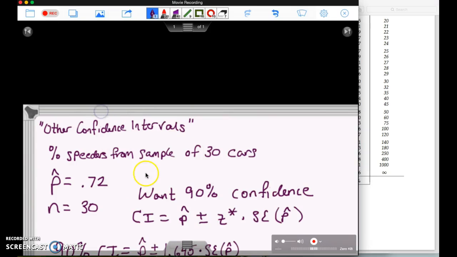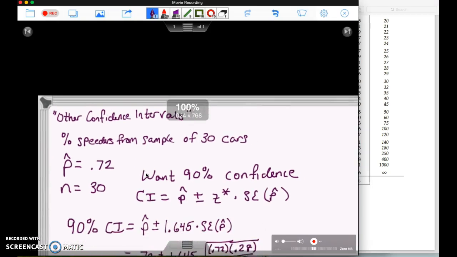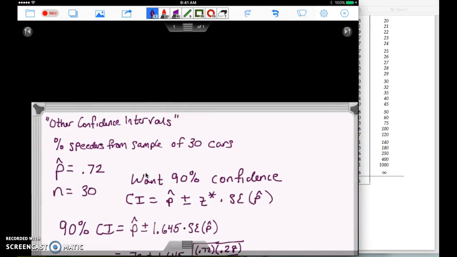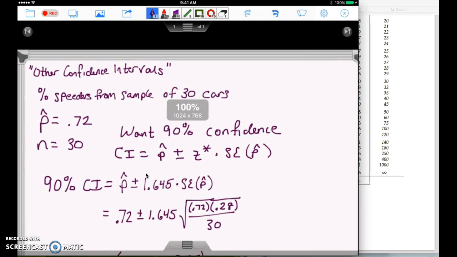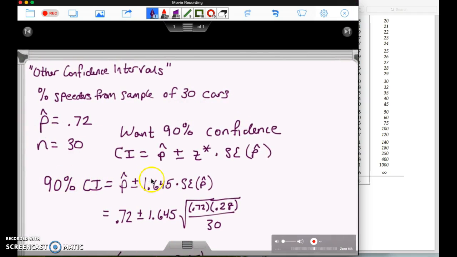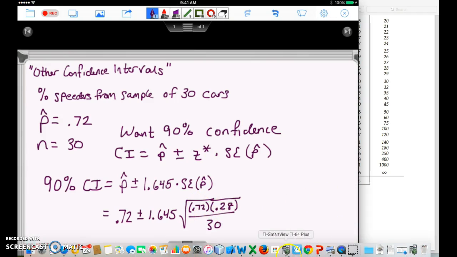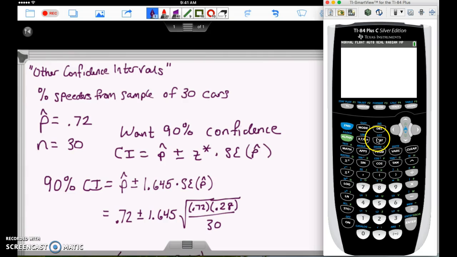So back to the problem. Now we can see where this next line comes from. Our formula becomes p hat plus or minus 1.645, because we want 90% confidence, times the standard error. Plugging in our values, p hat is 0.72, 1.645, and plugging in for standard error, we can go to our calculator now and type this in one fell swoop.